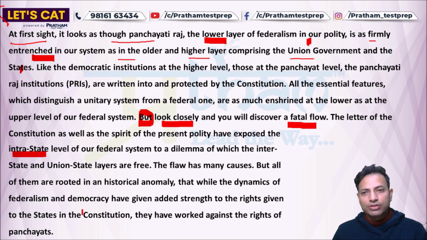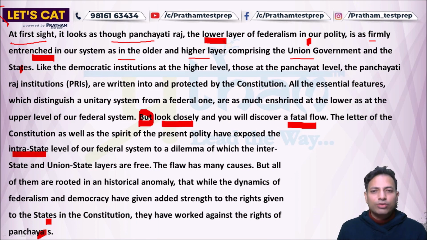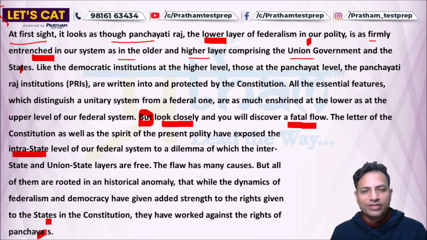While the dynamics of federalism and democracy have given added strength to the rights given to states in the constitution, they have worked against the rights of panchayats. तो जिन चीजों ने स्टेट्स को हेल्प किया, सपोर्ट किया, उन्हीं चीजों ने पंचायत के अगेंस्ट काम किया.